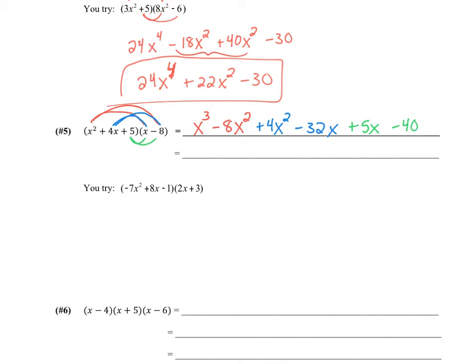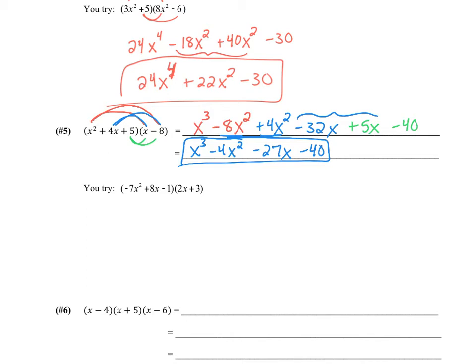And now we combine like terms. We have x to the third. Negative 8 plus 4 is negative 4x squared. And then we have to combine the x's. Negative 32x plus 5x is negative 27x. And then we have a minus 40 at the end. So x to the third minus 4x squared minus 27x minus 40.